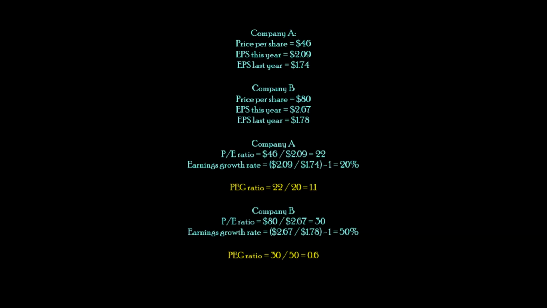So we have two companies, Company A and Company B. For each company, we have the price per share. We also have the EPS for last year and then this year. So we can calculate the EPS growth rate.